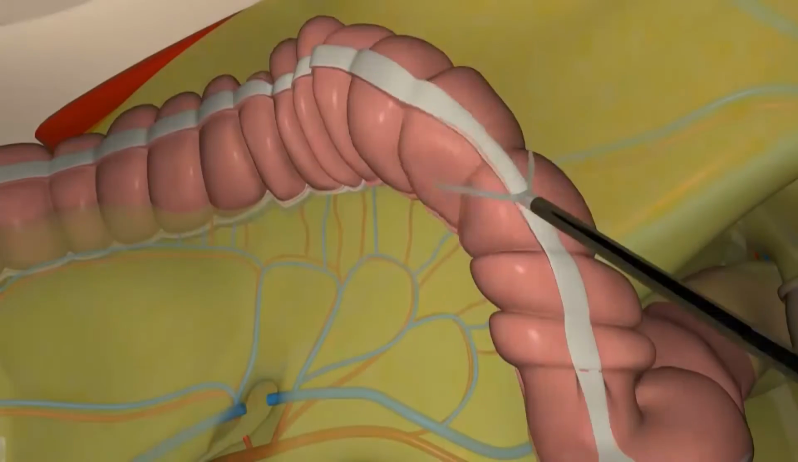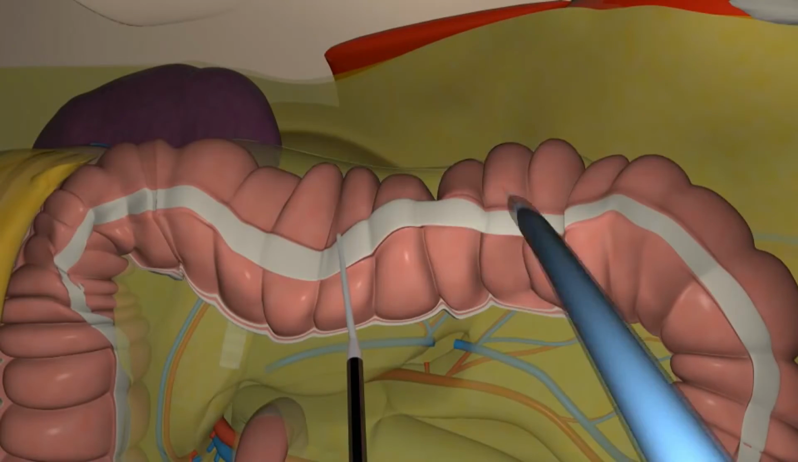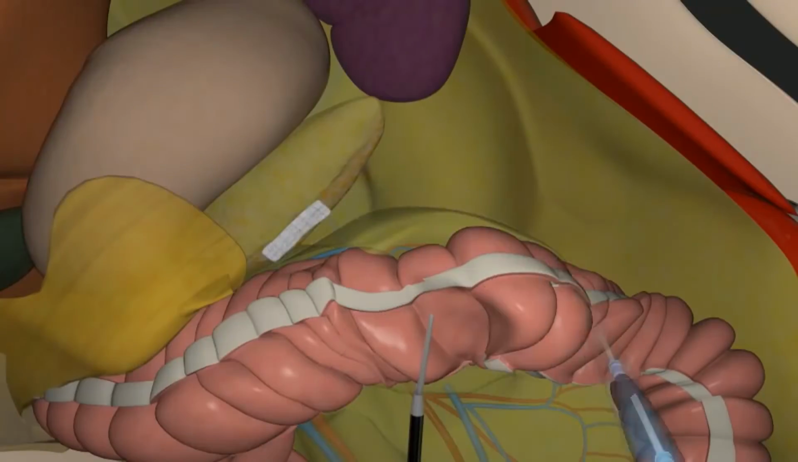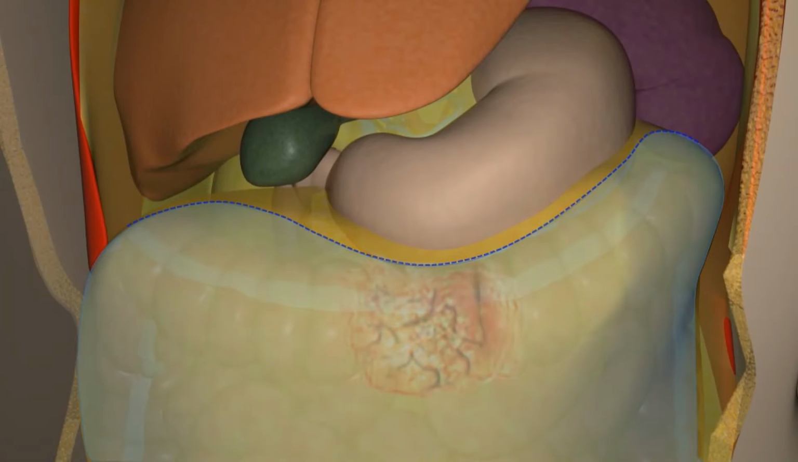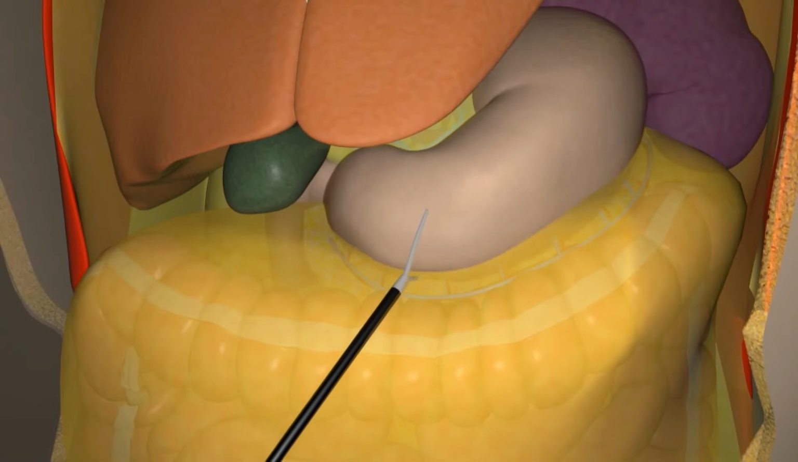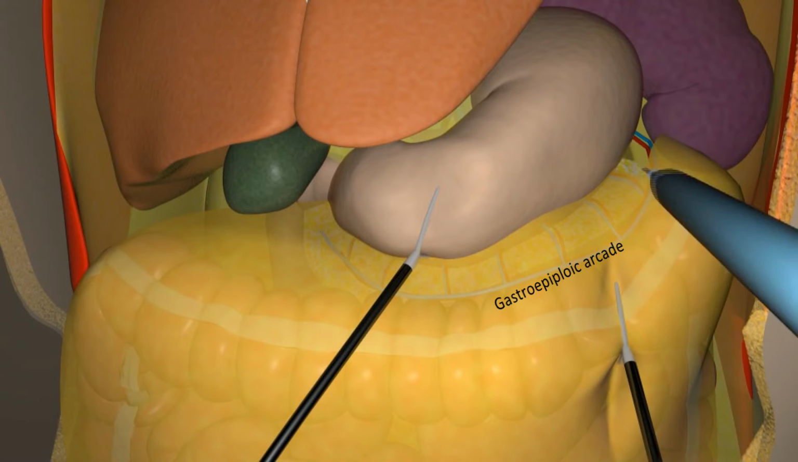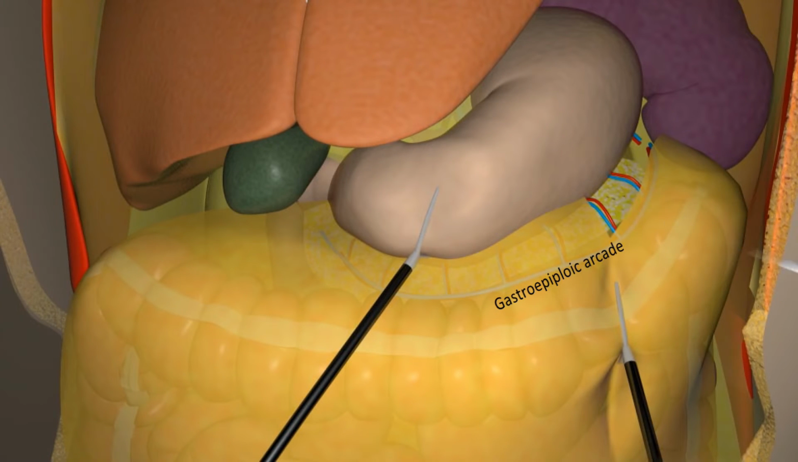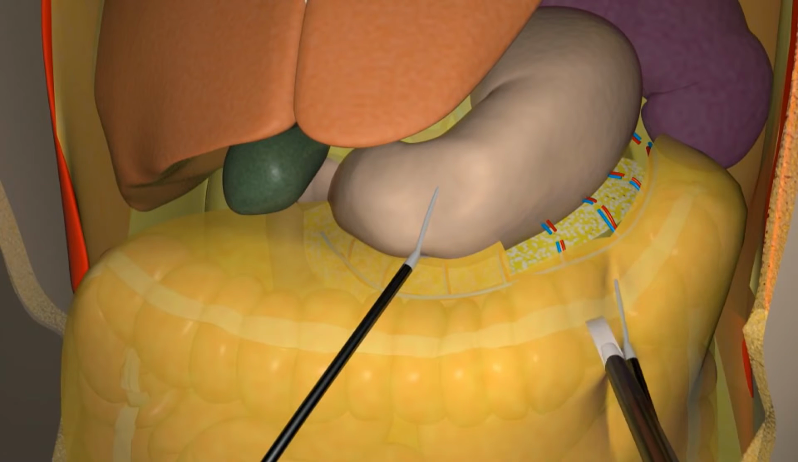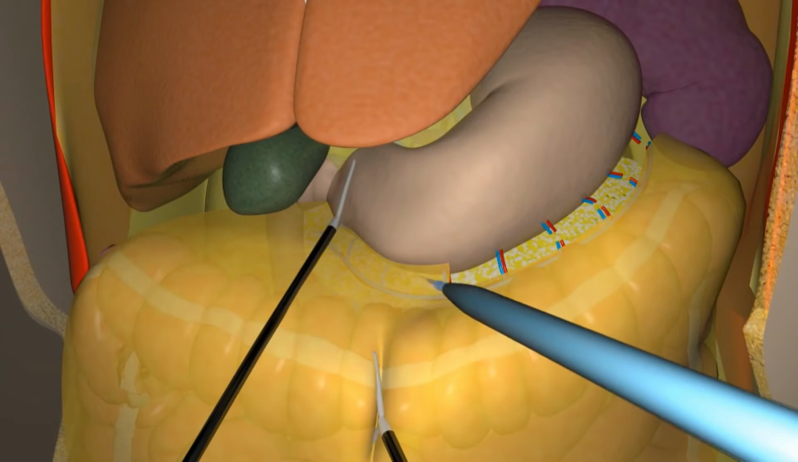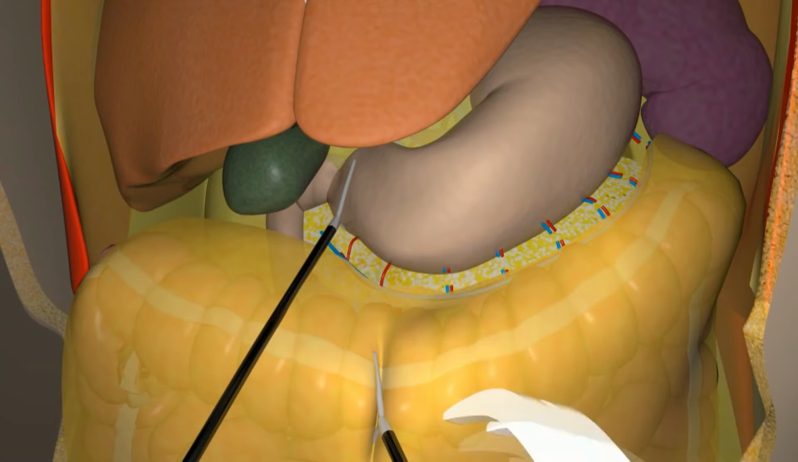This is followed by full mobilization of the descending colon and the splenic flexure. As mentioned previously, the lymph nodes along the gastroepiploic arcade at the greater curvature of the stomach may also be involved. The tumor may even reach the gastroepiploic arcade by continuous growth. Therefore, the greater curvature of the stomach should be freed 10 to 15 cm from this arcade opposite to the tumor site at the transverse colon.